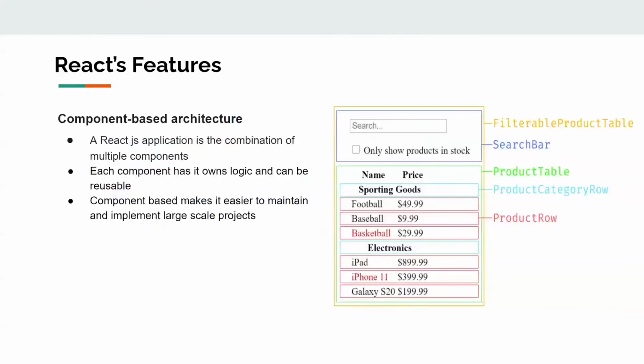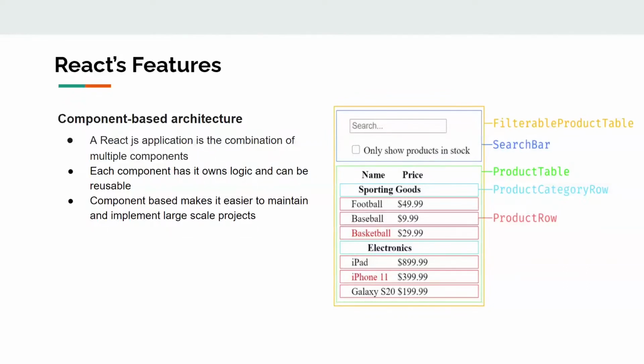Okay, let's talk about React features. First, React has a component-based architecture. A React.js application is a combination of multiple components, and each component has its own logic and can be reusable. For example, on the right here, we have filterable product table as a big component.